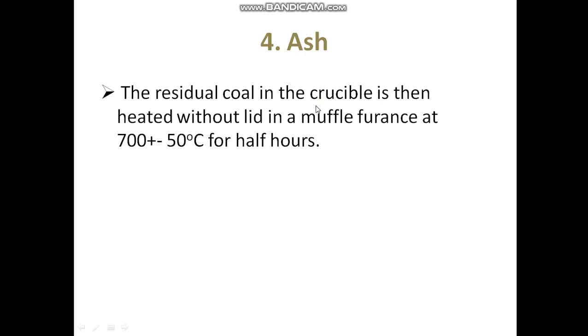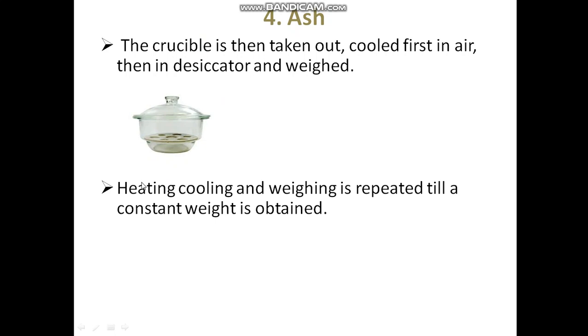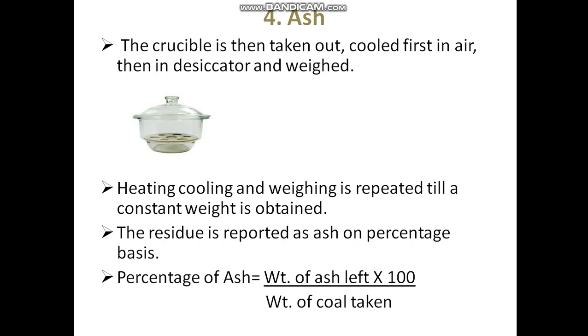Ash. As we have seen in the last lecture, the coal is taken in a crucible without lid and kept in a muffle furnace for half an hour. The temperature is 700 plus minus 50 degrees Celsius. This is a crucible. This is the muffle furnace. Then the crucible is taken out, cooled in air and a desiccator, and then its weight is taken. That is a desiccator. Heating, cooling and weighing is repeated till we get a constant weight. The residue we obtain is nothing but the ash.